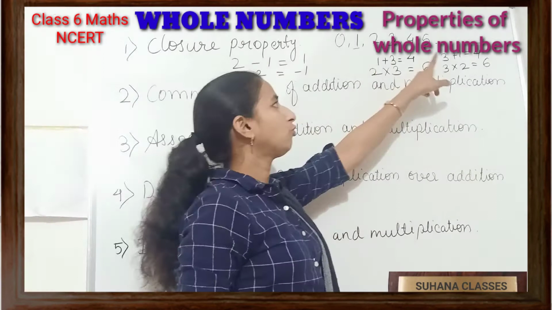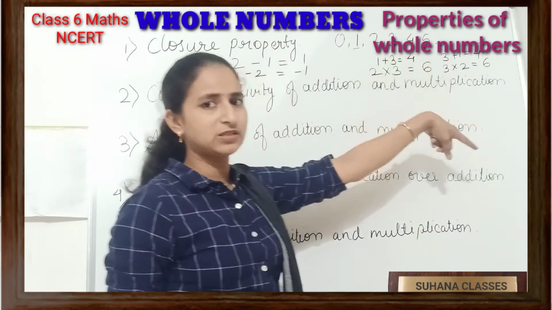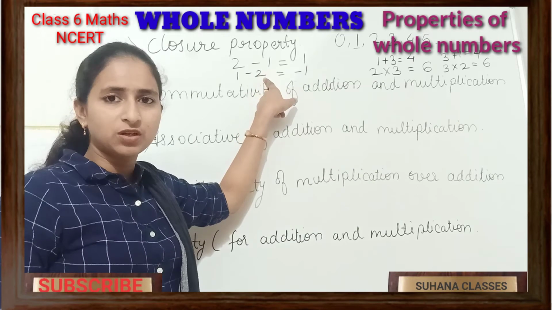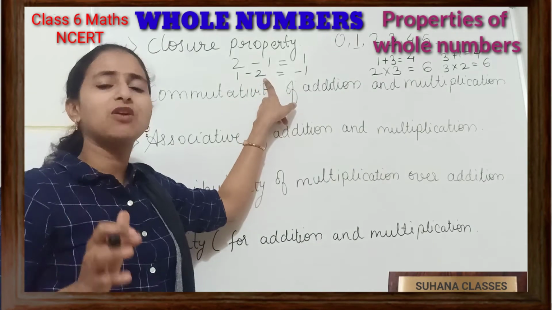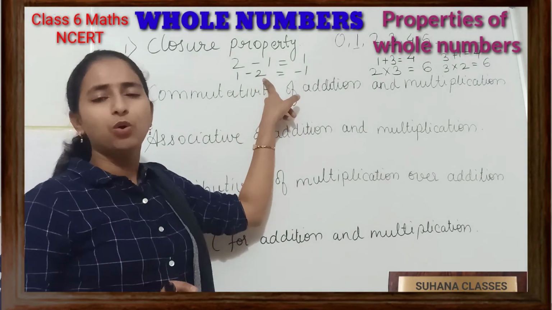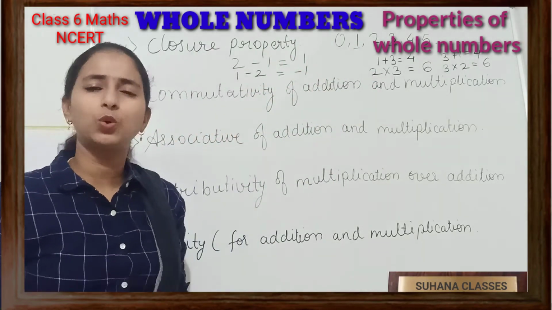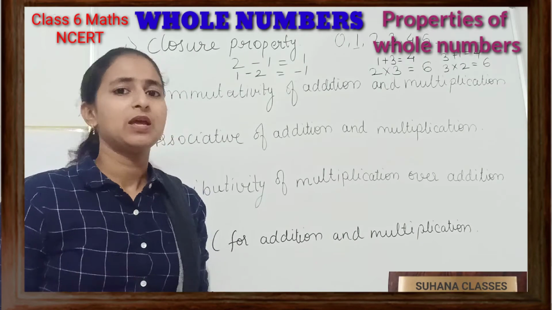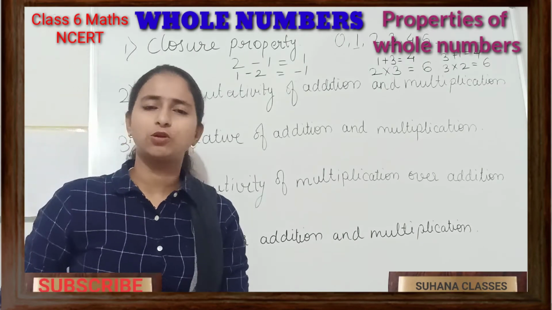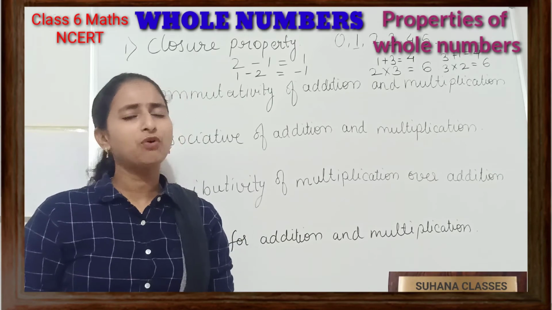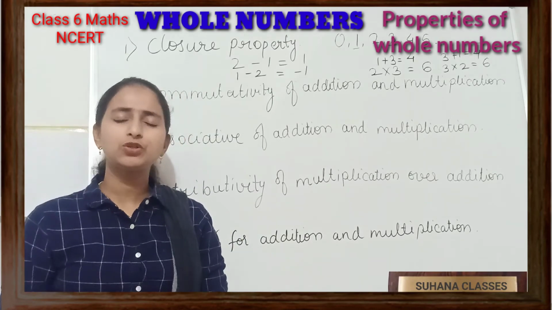So if you change the numbers also, we are getting the same answers, but this does not follow in subtraction. So subtraction does not follow the closure property of whole numbers. So only addition and multiplication follow the closure property of whole numbers. The same happens in division also. Division also does not follow the closure property of whole numbers. So have you understood, students?